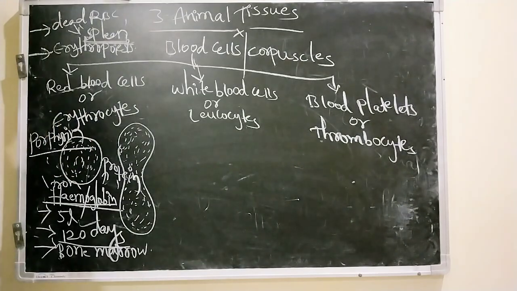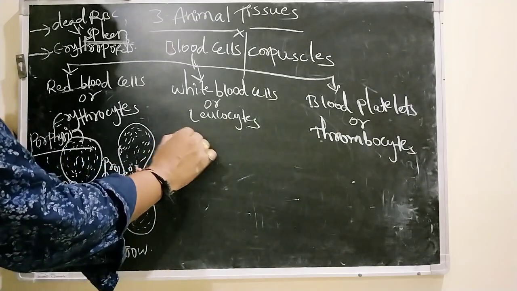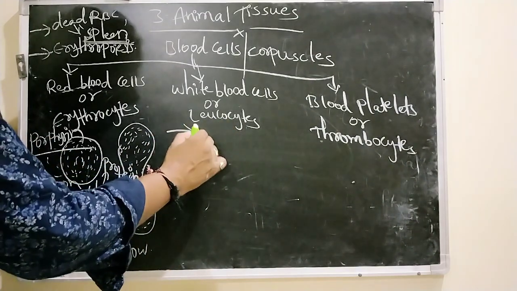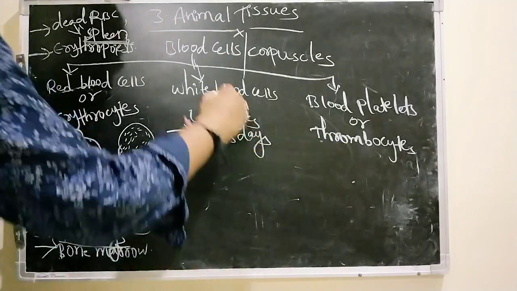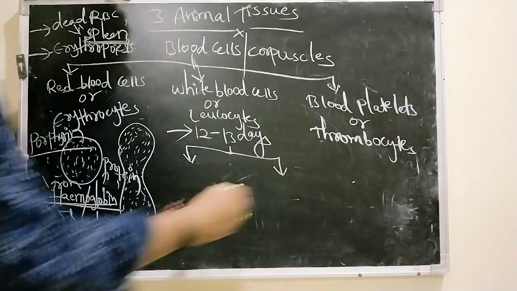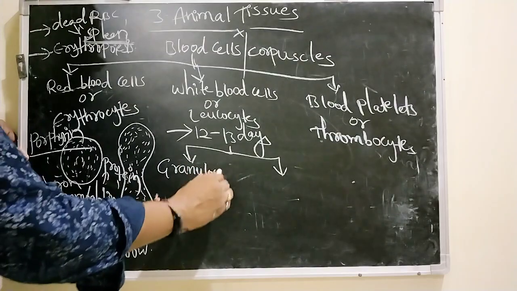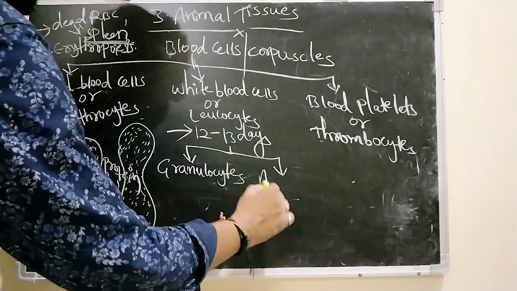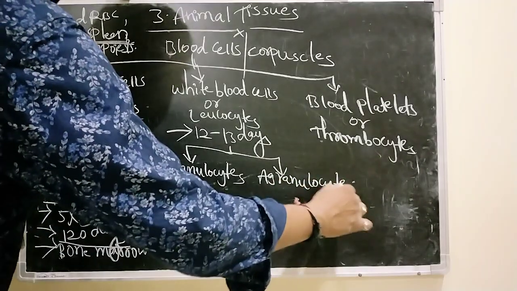Next, white blood cells. Generally their lifespan is 12 to 13 days. And these are classified into two types depending on the presence or absence of granules. If granules are present, they are called granulocytes. If granules are absent, they are called agranulocytes.